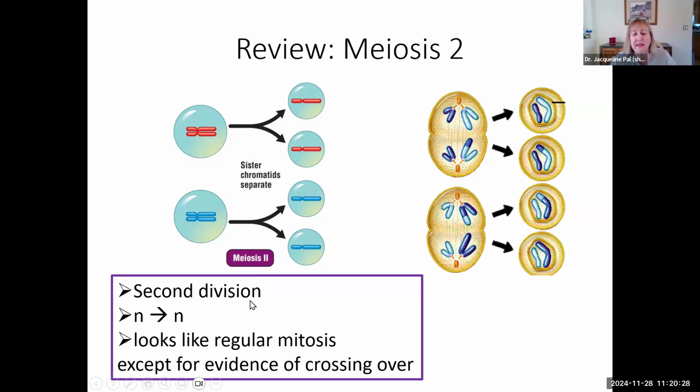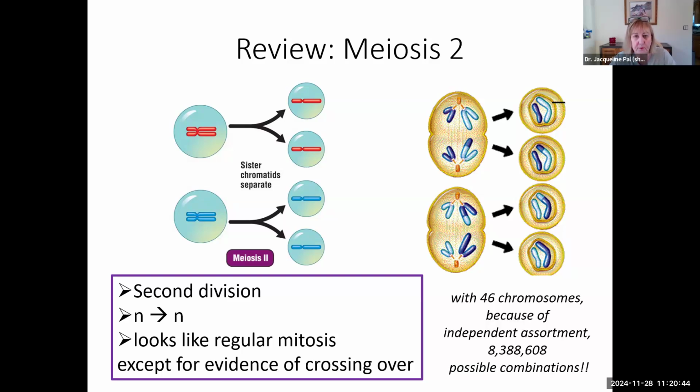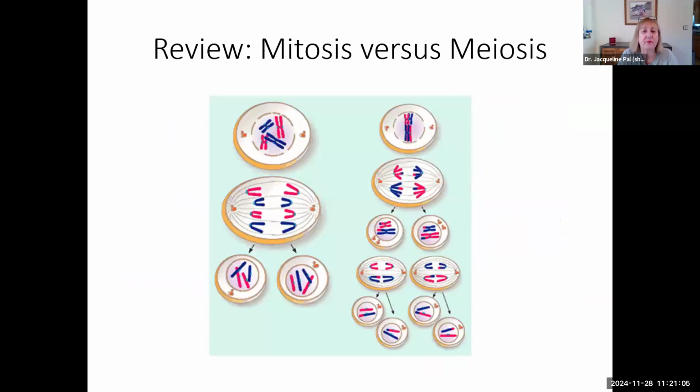But meiosis 2 is the 2nd division. Remember, we start these cells haploid and they end haploid. This looks like regular mitosis, except for the evidence of crossing over that occurred during meiosis 1, during prophase 1. So with 46 chromosomes in humans, because of the independent assortment that occurs in both meiosis 1 and meiosis 2, it's possible to have over 8 million different combinations. And that is why you don't look like your siblings.